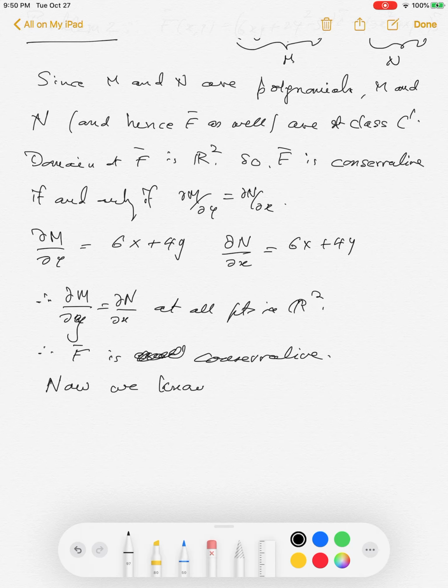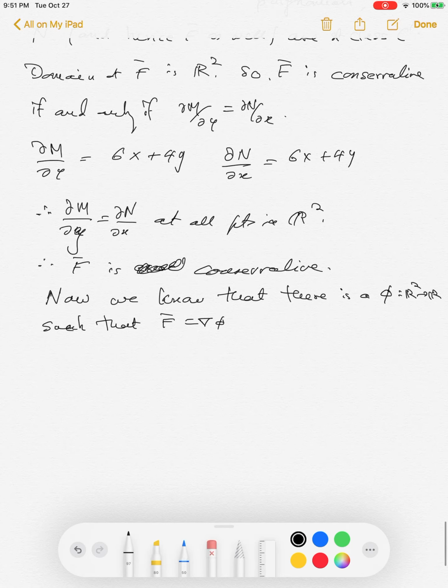So now we know by our first part of the theorem that because it's conservative, there is a phi for which F bar is the gradient of phi. So now we know that there is a phi from R2 to R such that F bar is gradient of phi. So let's find phi. So, method of finding phi.